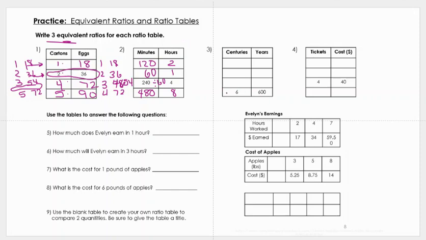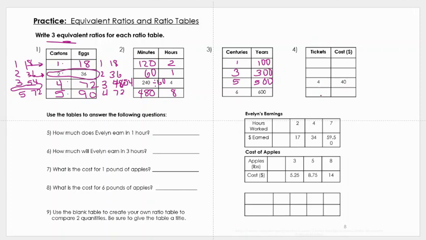Centuries to years. In 6 centuries, we have 600 years. So we could go up here to 1. In 1 century, we have 100 years because 6 times 100 is 600. 1 times 100 is 100. In 3 centuries, 3 times 100 is 300. And we'll go 5. 5 times 100 is 500. So again, not going consecutively will help prevent that idea of just adding as they go down.